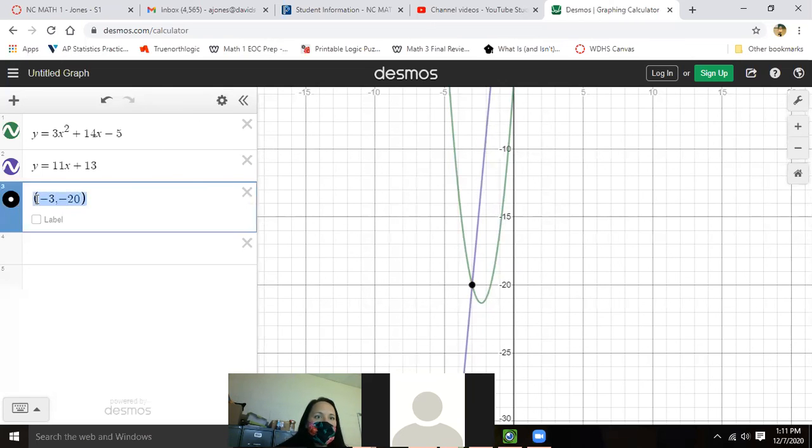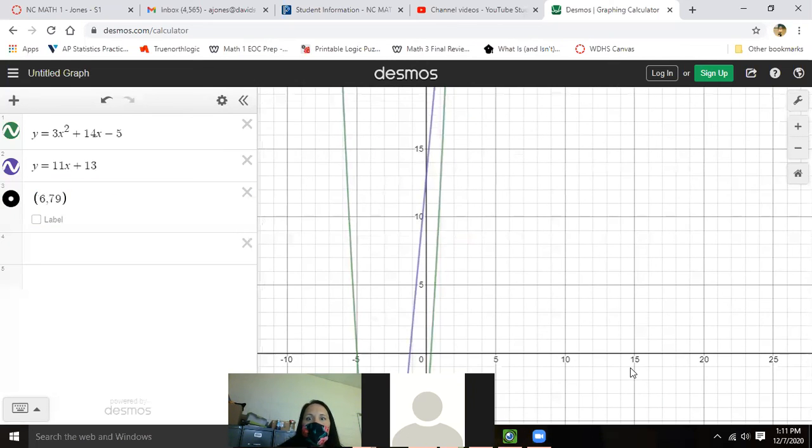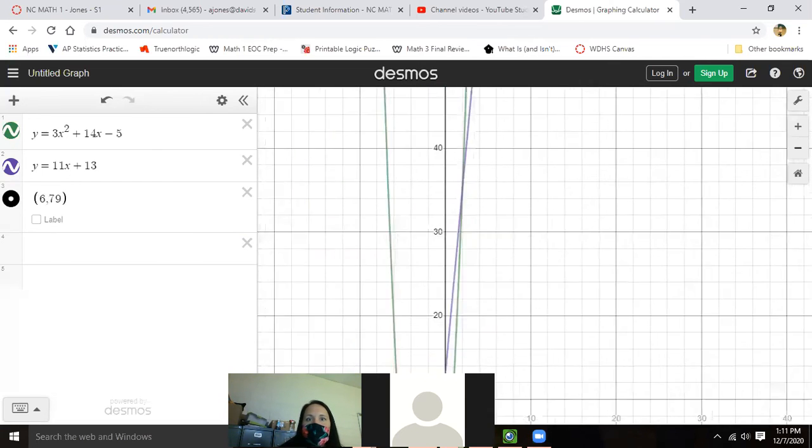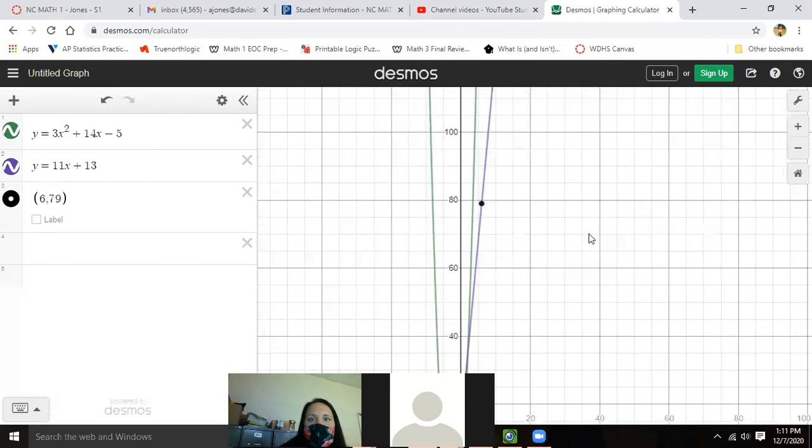If I do 679, I gotta find it on here. 6, there's 25, 50, 60. You can see it's only on the blue line and not the green line as well. Okay, it's gotta be on both. Does everybody understand? So you don't necessarily have to scroll through and look for it. You can type those in and see if it matches all of them. So there you go on that.